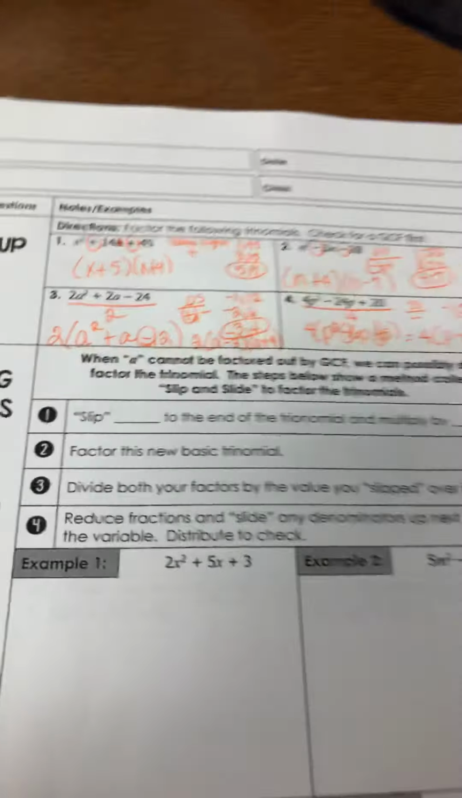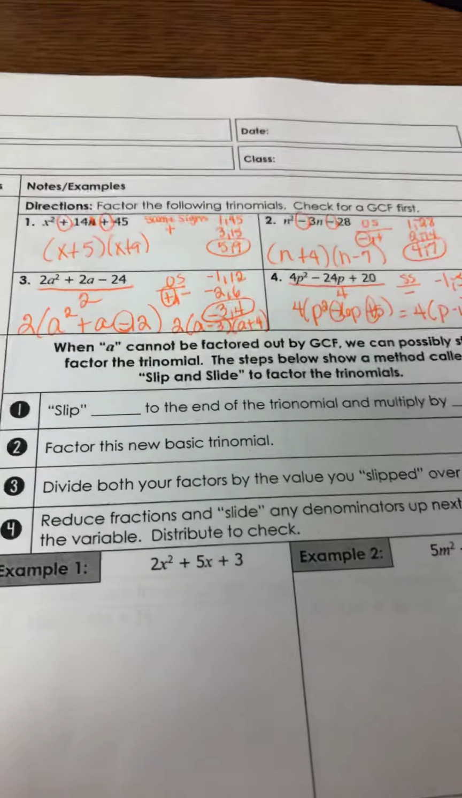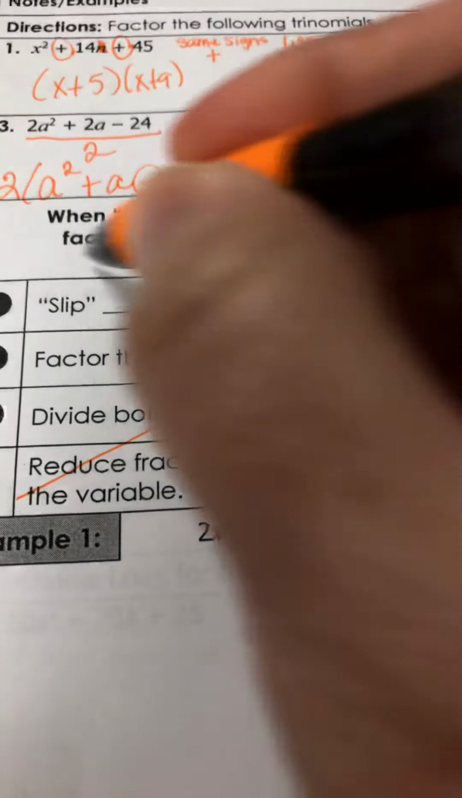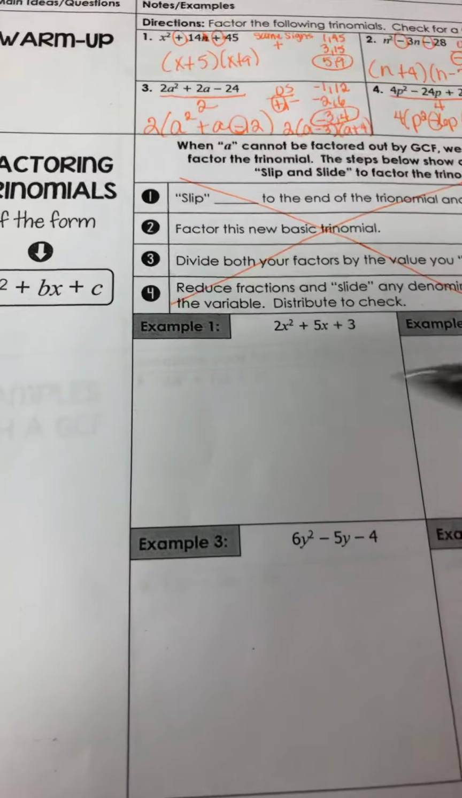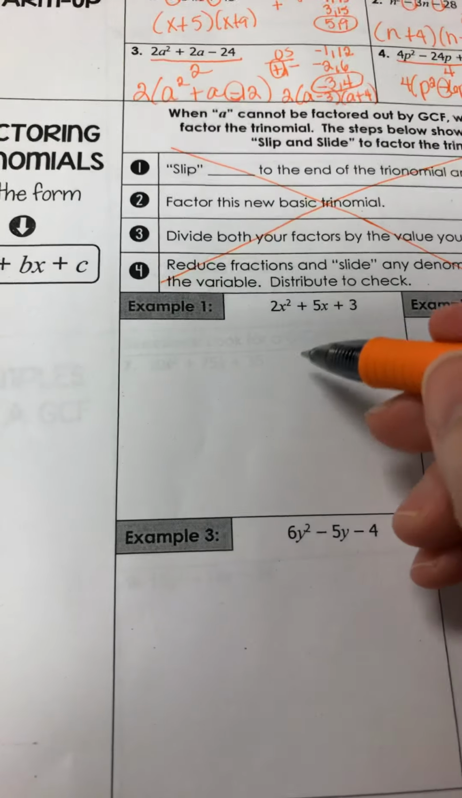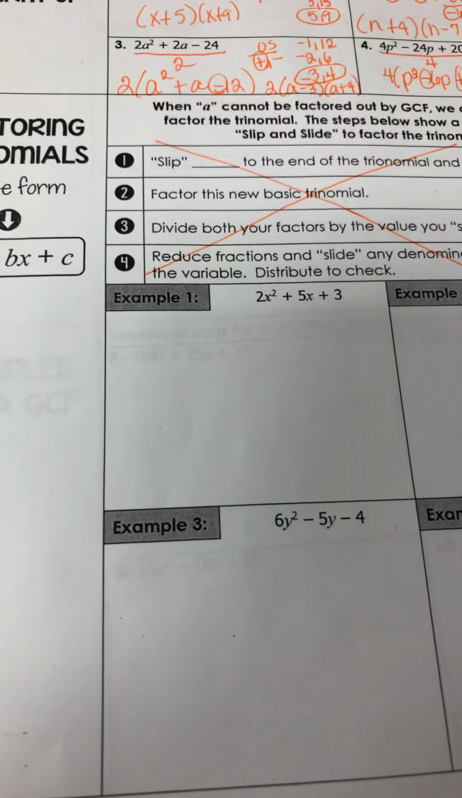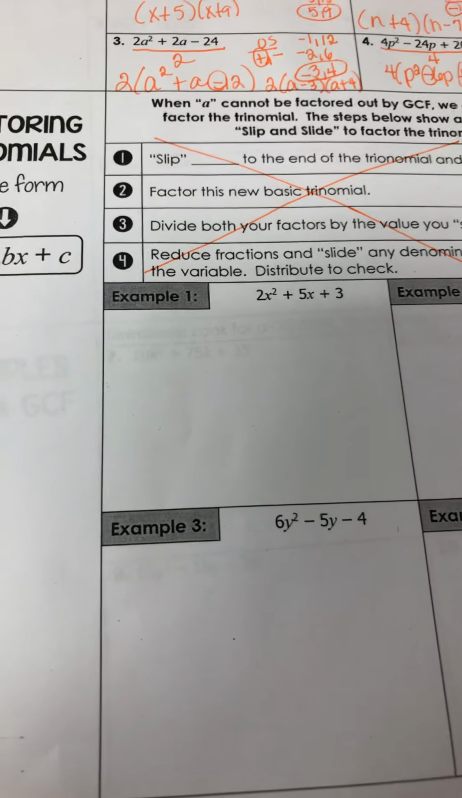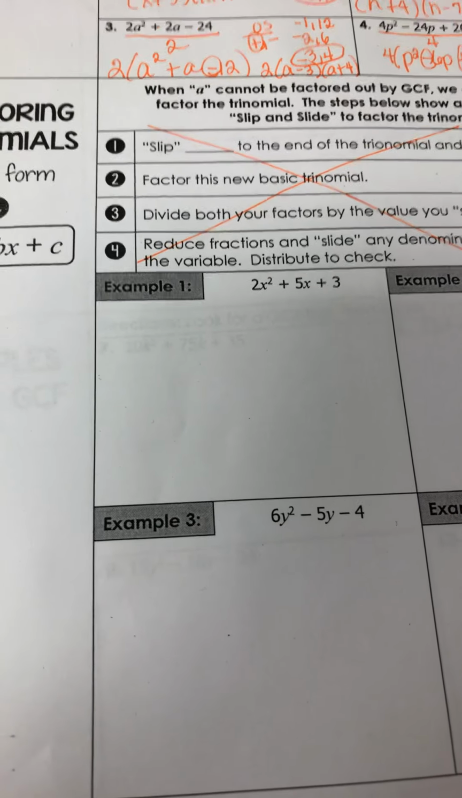So, when a cannot be factored out by a GCF, we can possibly still factor the trinomial. This particular method uses the slip and slide method. We are not going to do that. We are going to do the Miss Patton method. And it's not really my method, but we're going to end up with 4 terms where we'll factor by grouping so that our next lesson will be a breeze because you'll already know how to do it, okay?